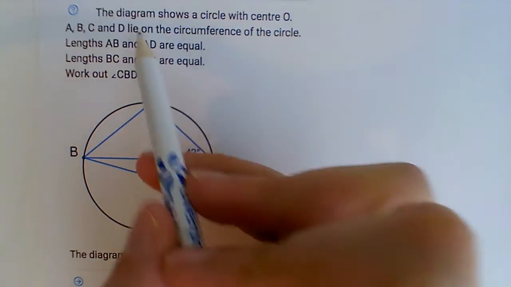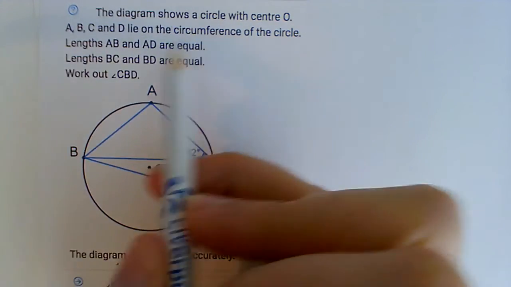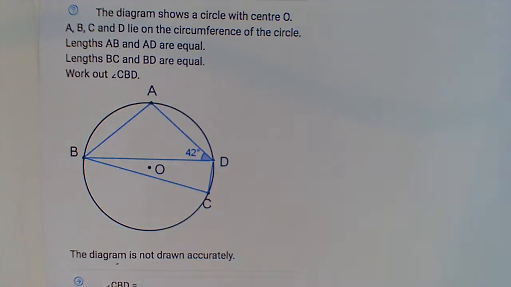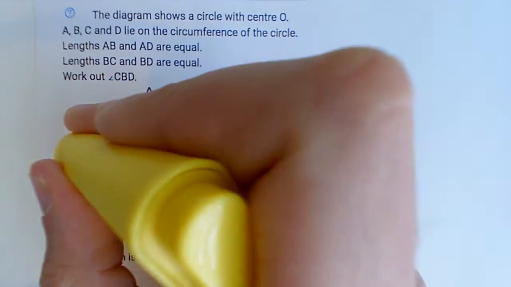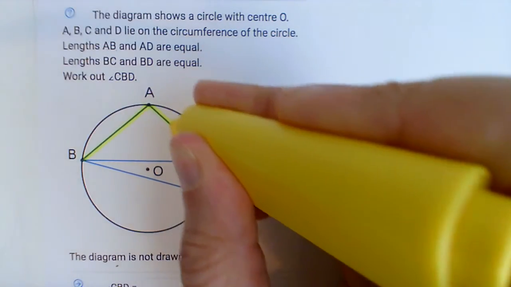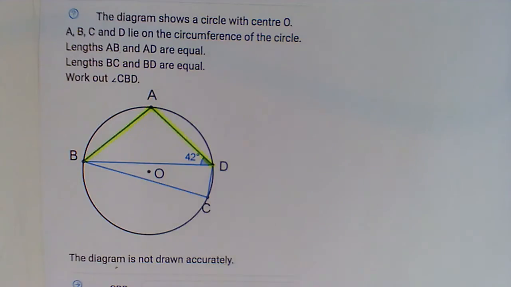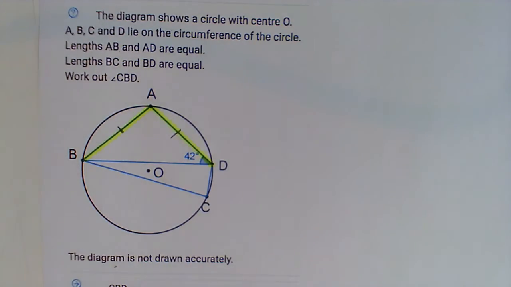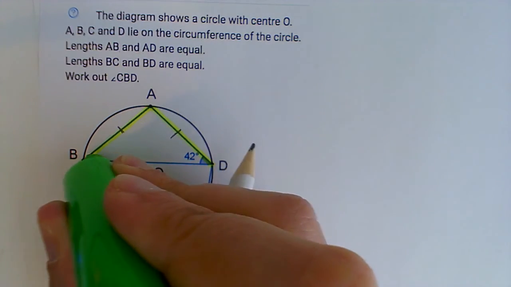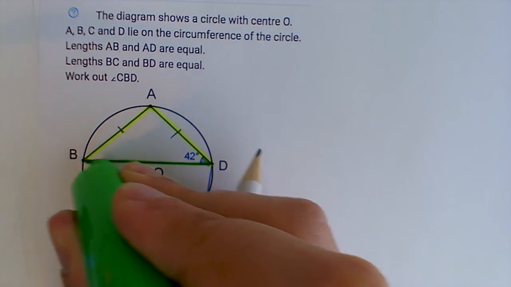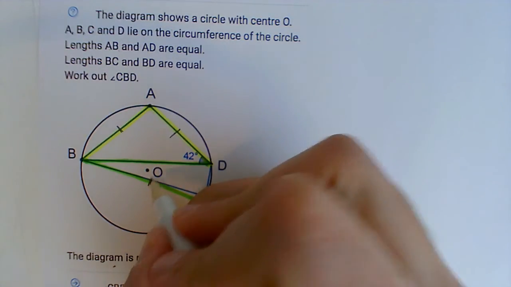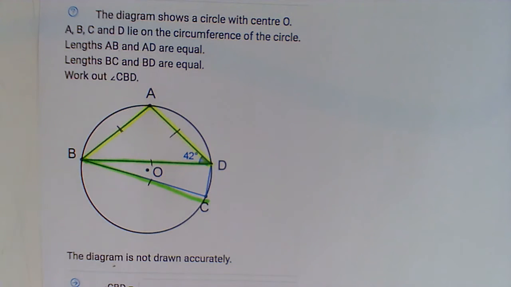Now, the diagram shows a circle with centre. Okay, this time lengths AB and AD are equal. That one there is the same as that one there. And lengths BC and BD are equal. So that one and that one are equal. That means that we've got two isosceles triangles there, haven't we?